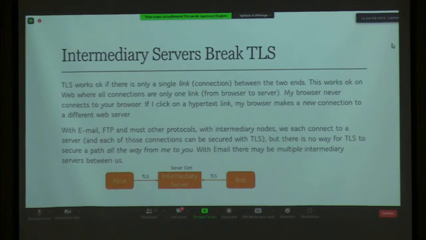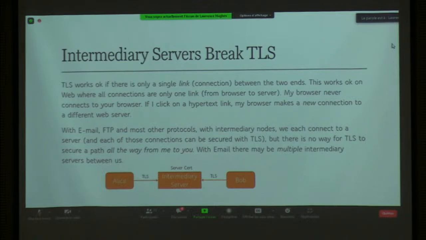So intermediary servers break TLS. TLS works only if there's a single link or connection between the two ends. This works okay on the web, where all connections are only one link from browser to server. My browser never connects to your browser. If I click on a hypertext link, my browser makes a new connection to a different web server. With email, FTP, and most other protocols, you have to have intermediary nodes. We each connect to a server, and each of those connections can be secured with TLS, but there's no way for TLS to secure a path all the way from me to you.